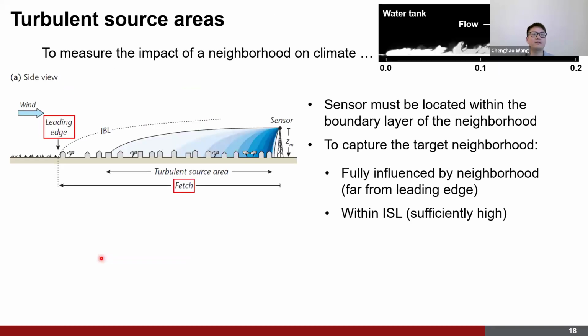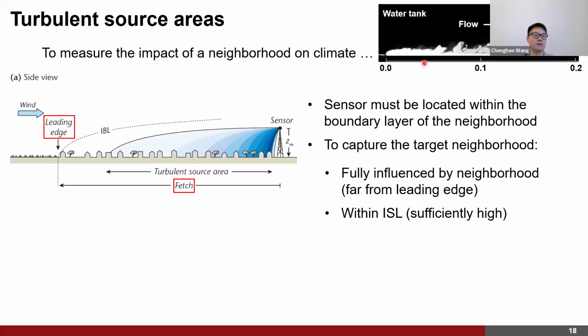Now we know that the signals we are recording at the sensor location are largely determined by a source area. If our goal is not only measuring a relatively small surface area, but instead we are trying to measure the influence of an urban neighborhood on the local climate condition, we must also take into account a few other factors. So think about what if we have this urban neighborhood with a prevailing wind blowing from the left, and the roughness elements within this urban neighborhood will generate an internal boundary layer, something like this.